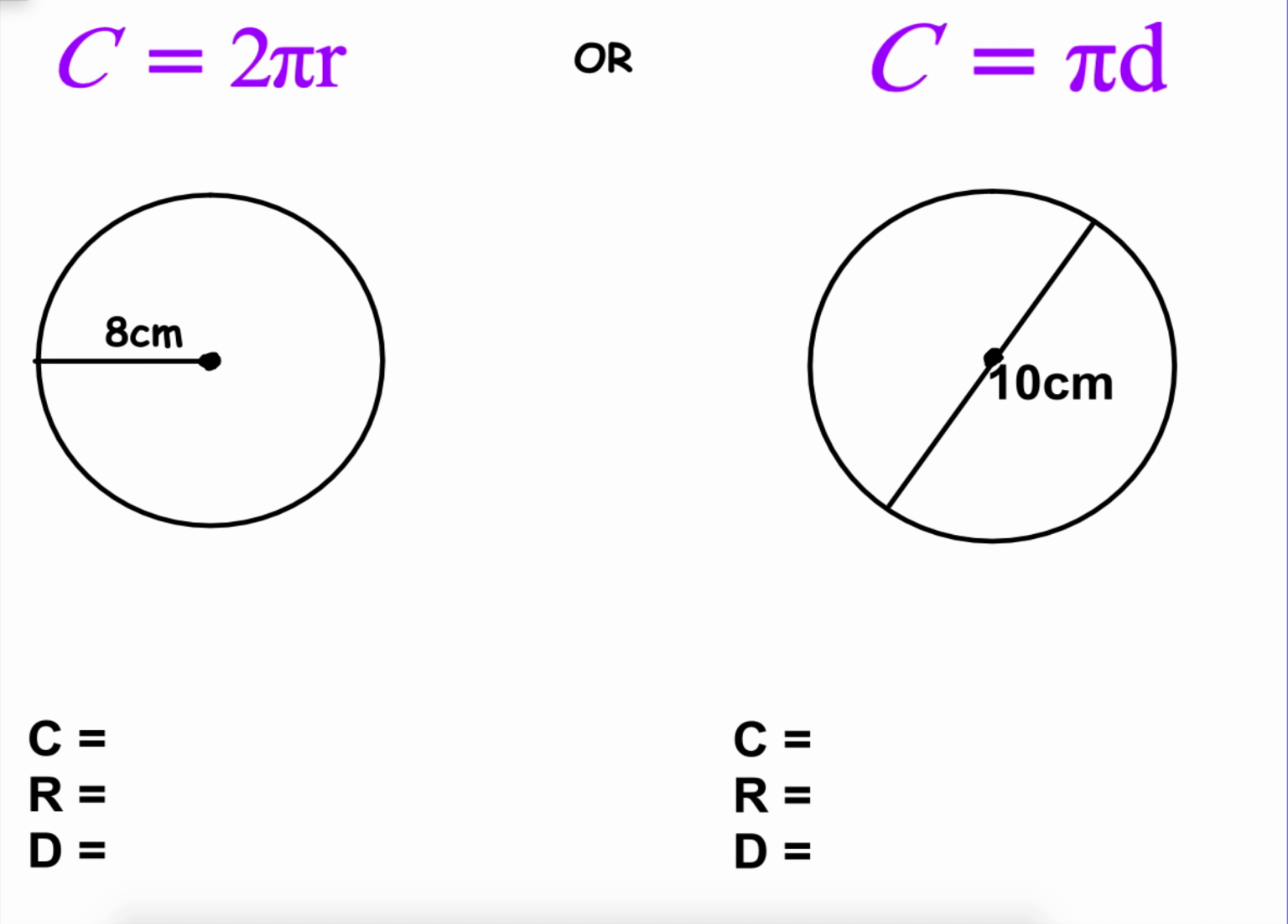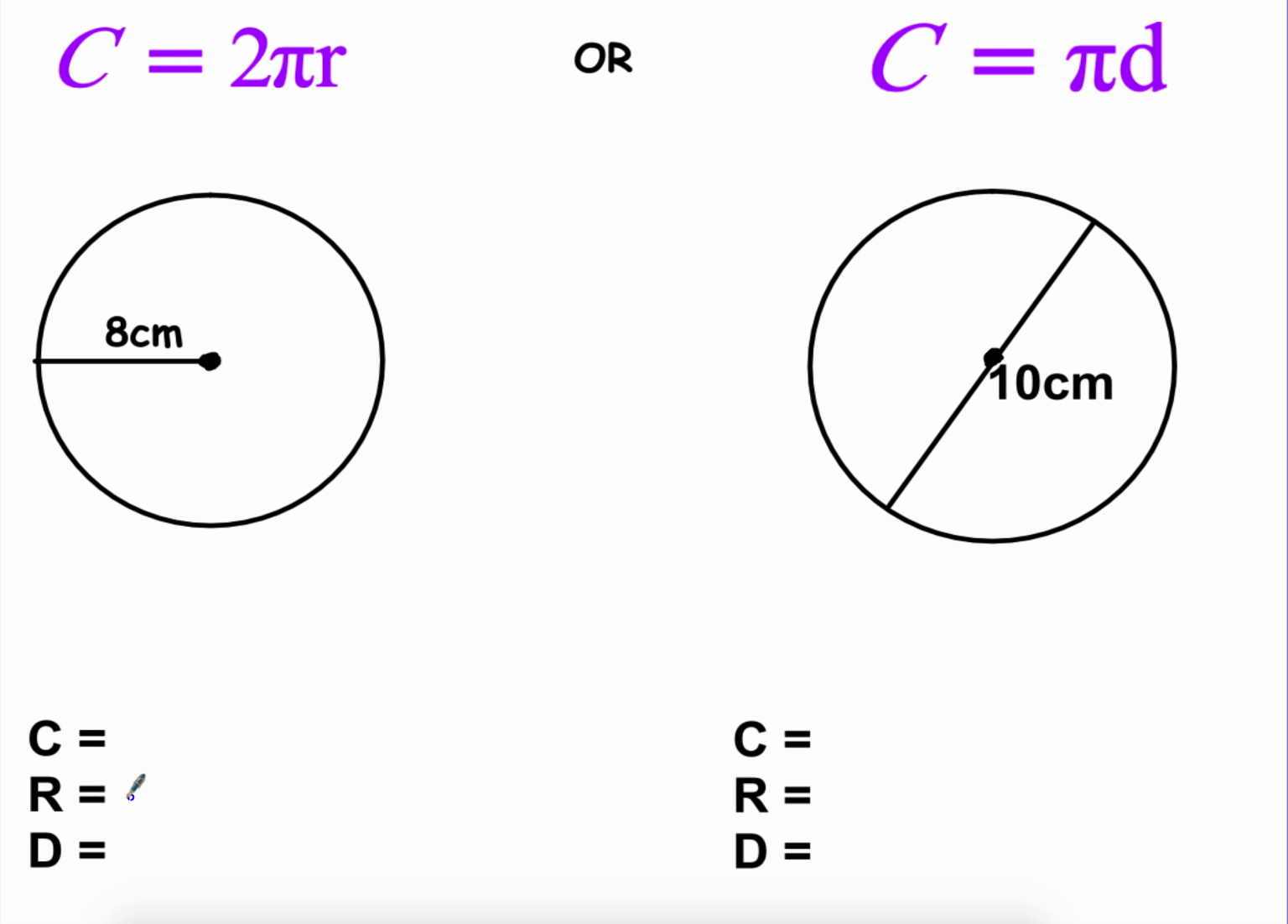So now I have 2 circles in this one. You guys can try one on your own, try them both on your own. That's up to you. If you want to pause, give it a shot, see how you do. This circle we are given the radius. This circle we are given the diameter. So we're going to use our 2 formulas and figure out what the circumference is.